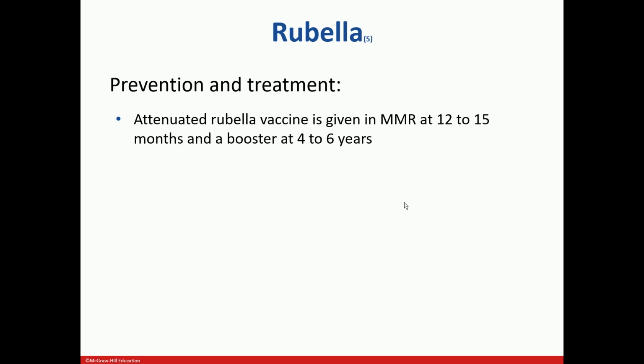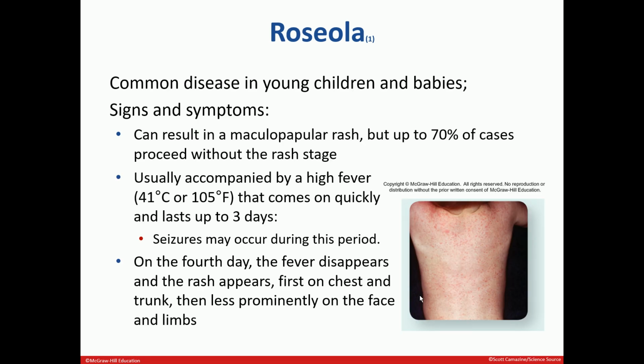So what is its prevention and treatment? It's the same vaccine, the MMR vaccine, because R is for rubella. So this vaccine prevents measles, mumps, and rubella. It's the same thing as for measles. It's given at 12 to 15 months with a booster dose at around 4 to 6 years, when the child is ready to go to school.